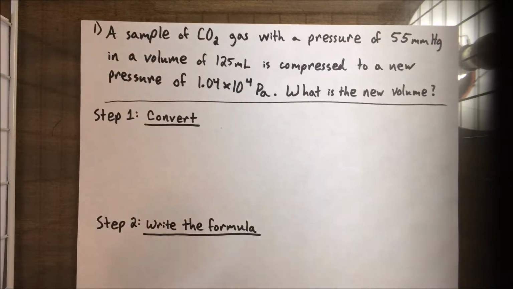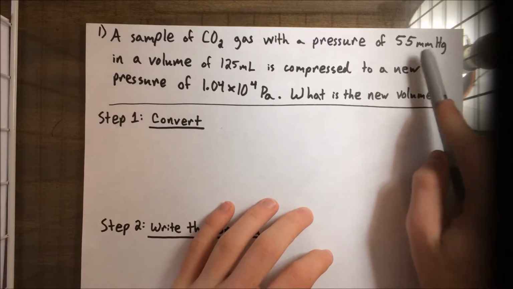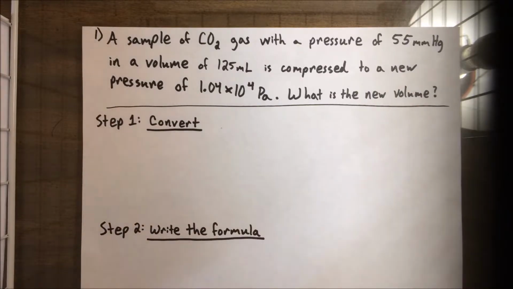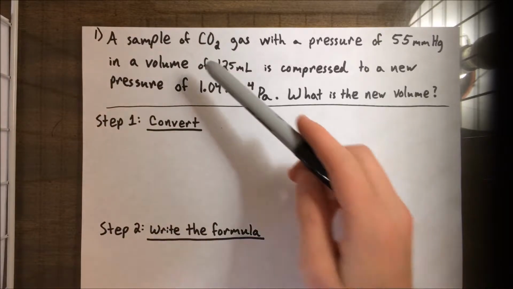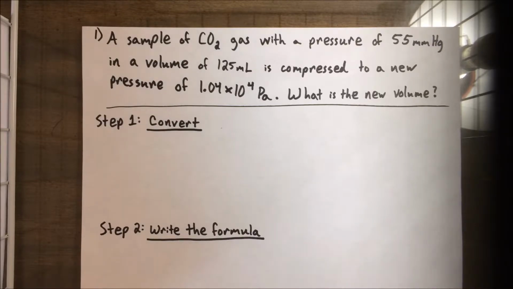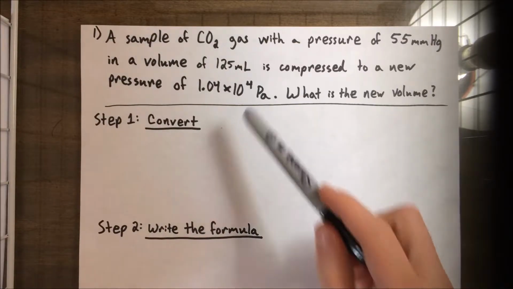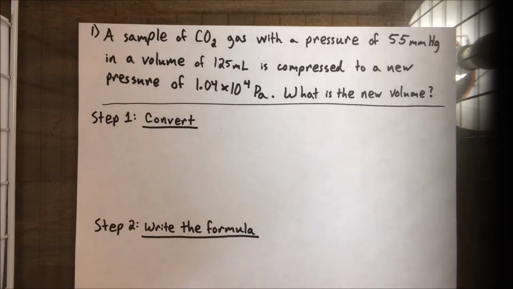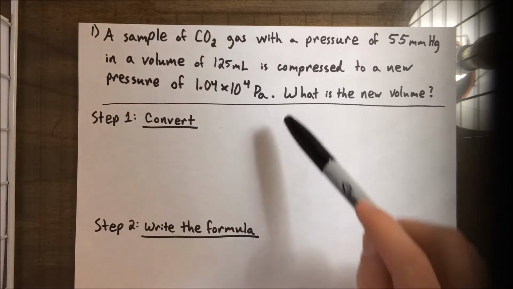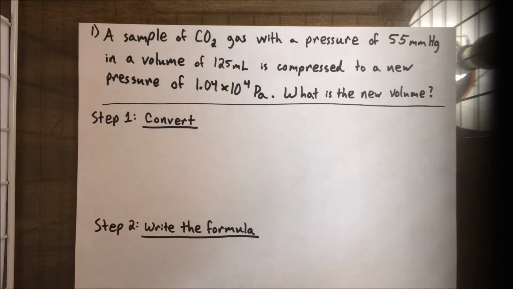So in this first example, we have a sample of CO2 gas with a pressure of 55 millimeters of mercury. That's what mmHg means. And this is in a volume of 125 milliliters. And so then we compress this to a new pressure of 1.04 times 10 to the fourth pascals. That's what the Pa means. And that's another measurement of pressure, just like millimeters of mercury. So the question is, what is the new volume?